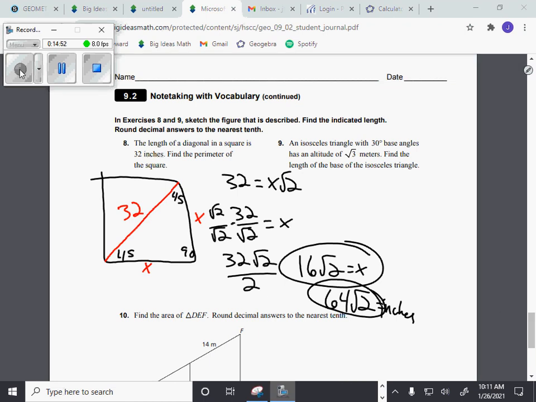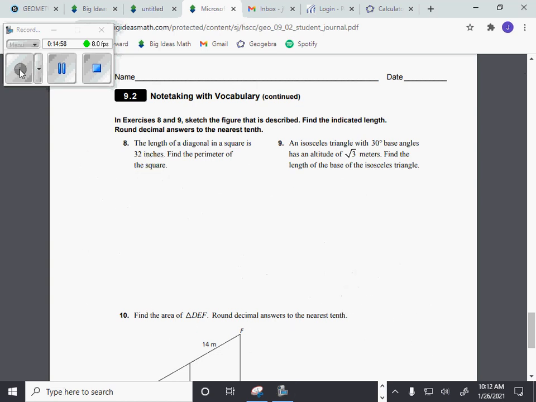Next, number 9. An isosceles triangle with a base angles. Okay, so we have an isosceles triangle where this is 30, this is 30 degrees. It has an altitude of square root of 3 meters. So this altitude right down the middle is square root of 3. And find the length of the base. So I need this and this.